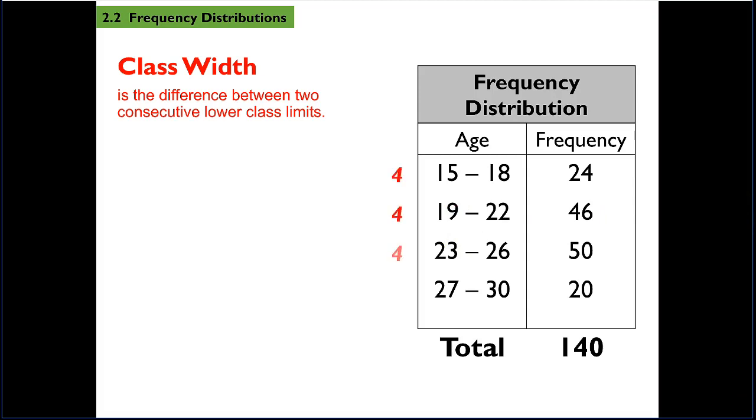If we continue in that fashion, we should always get the same class width no matter which two consecutive lower class limits we take the difference of. So for example, 19 minus 15, consecutive lower class limits, you get 4. 23 minus 19 is 4. 27 subtract 23 is 4. All right, so class width.